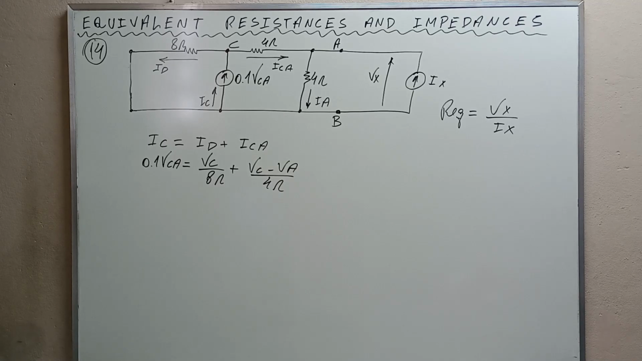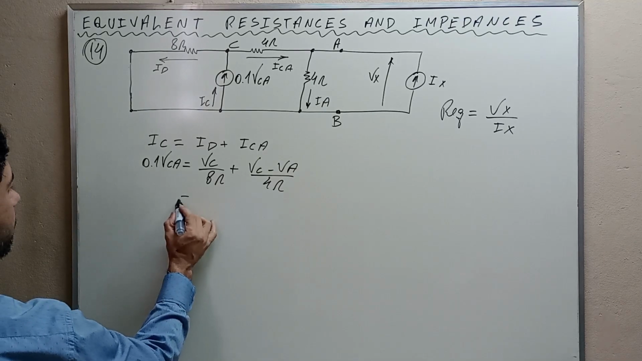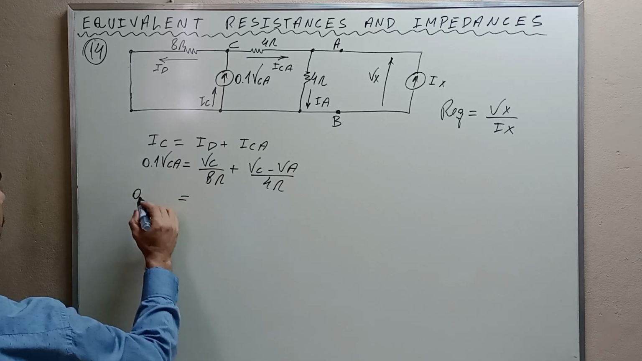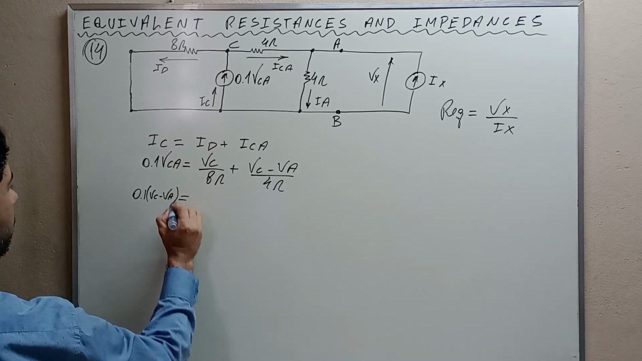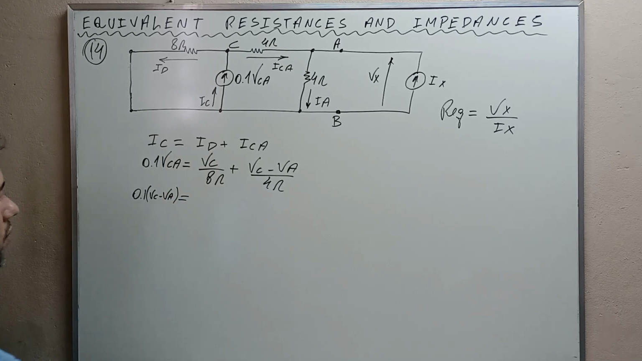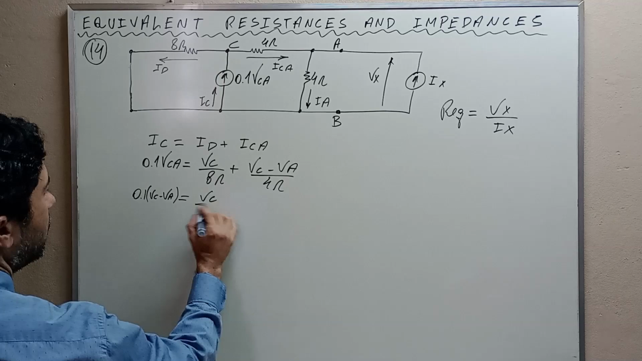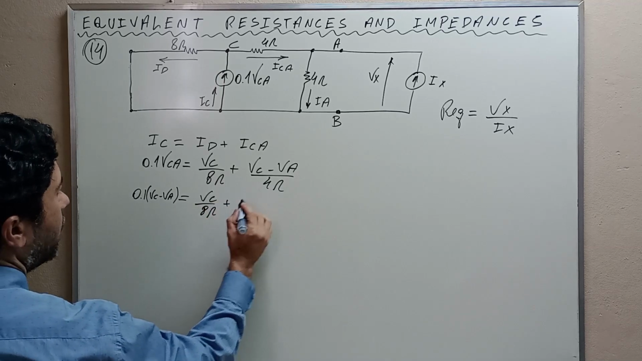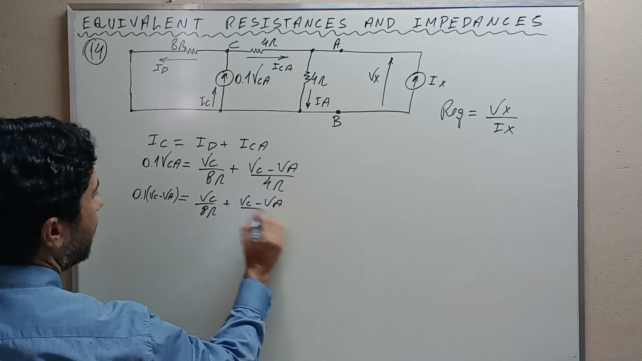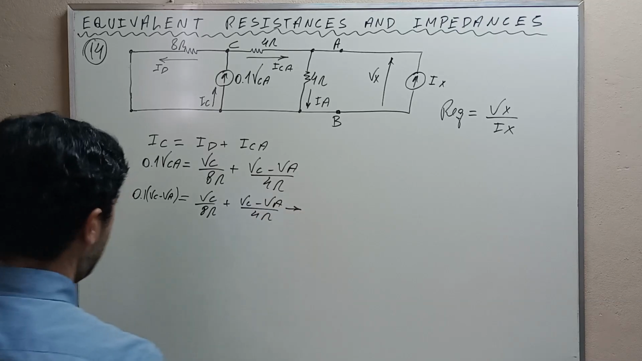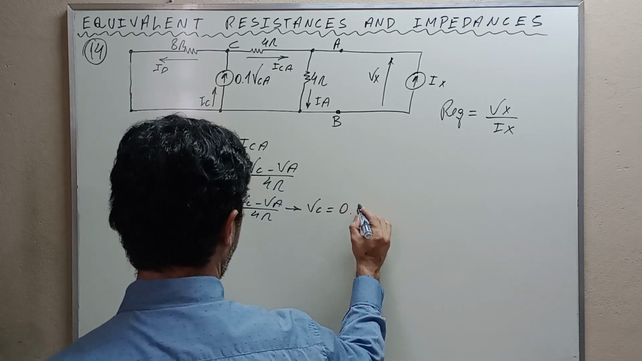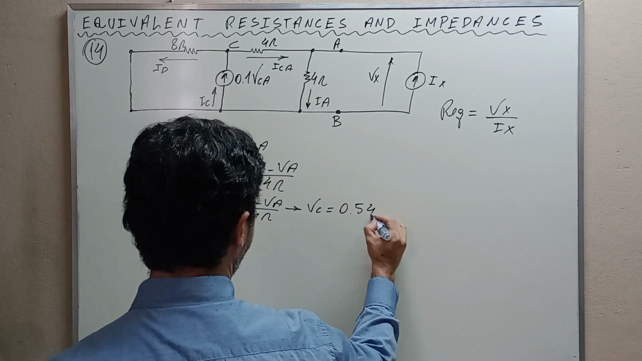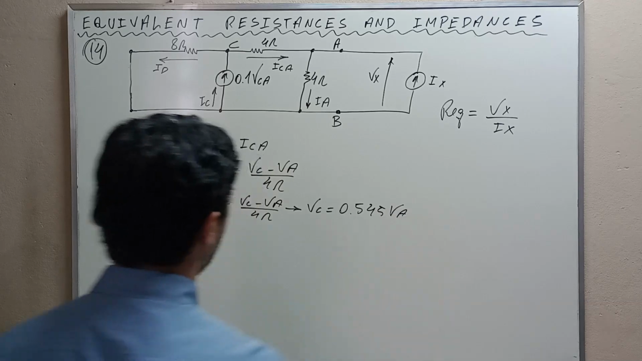After solving this, observe that this will be 0.1 times VC minus VA, and you repeat this, VC over 8 plus VC minus VA divided by 4, and we find that VC is equal to 0.545 VA, okay?